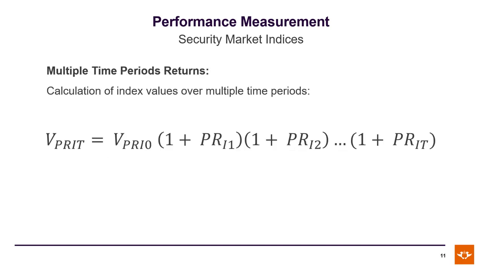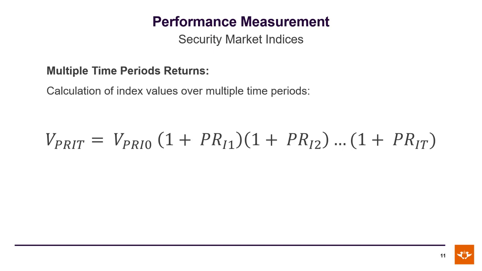So here we're trying to calculate the value of an index over multiple time periods. So essentially, if we know what the value of the price index is today, and we would like to know what the value of the price index is in, say, 5 years' time, as long as we have the price return for that index over the next 5 years, we would essentially just compound the value of the price index today for 5 years to get the value in 5 years' time, and that's essentially a future value calculation.